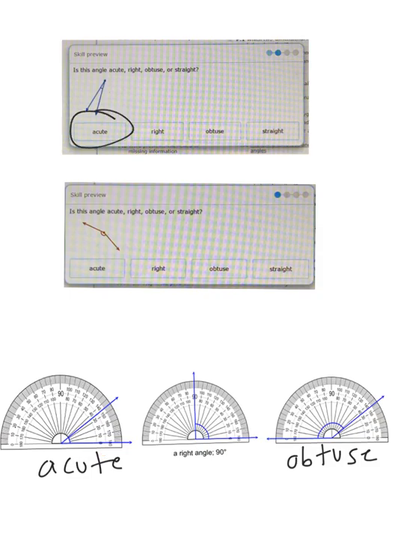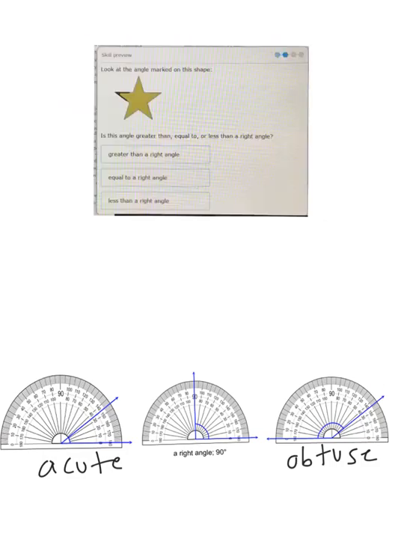The second example has a much larger angle. It's a wider angle, looks more like the obtuse. It's bigger than 90 degrees. Therefore, it is obtuse. This is another kind of example you might see in the IXL practice. This shows you that angles are everywhere. If you look around, every time you see 2 lines intersecting, there's an angle. So that's an angle, that's an angle, that's an angle.